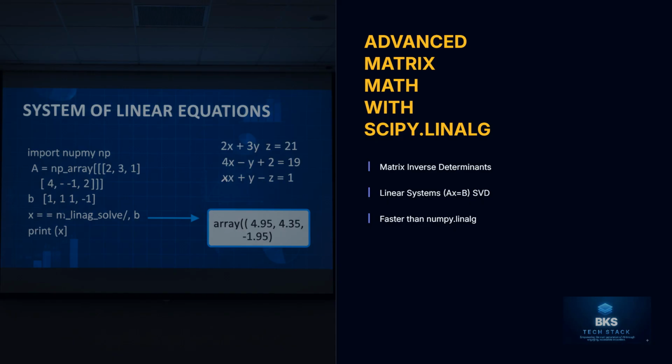Look at the equation system on the slide. 2x plus 3y plus z equals 21, and so on. Instead of manually performing Gaussian elimination, we define our coefficient matrix and our dependent variable vector, then simply call linalg.solve. It handles the numerical stability for you.